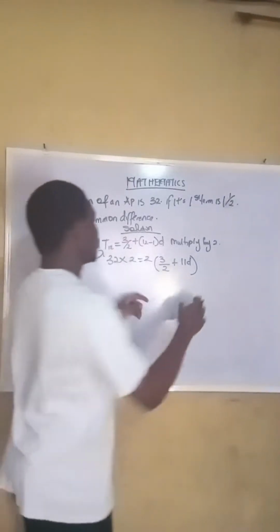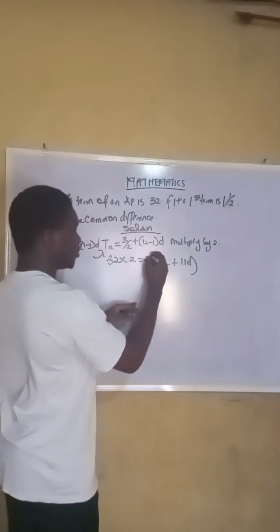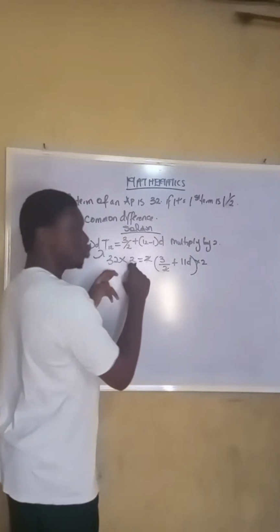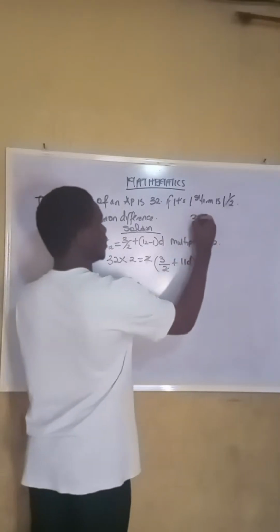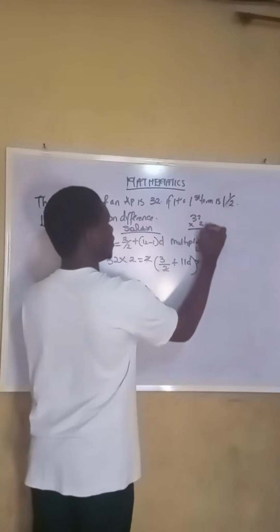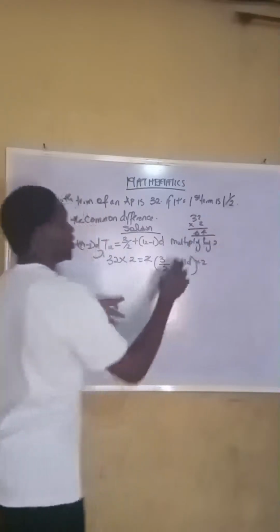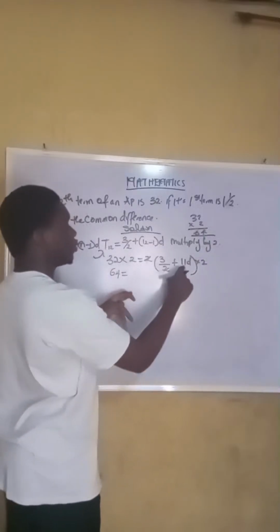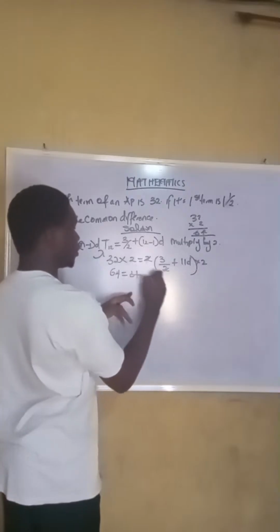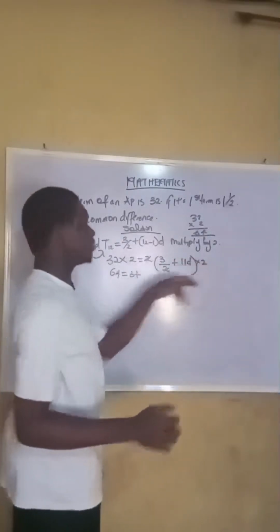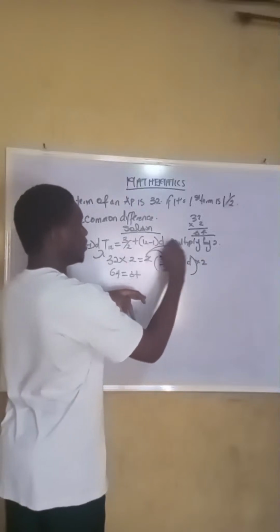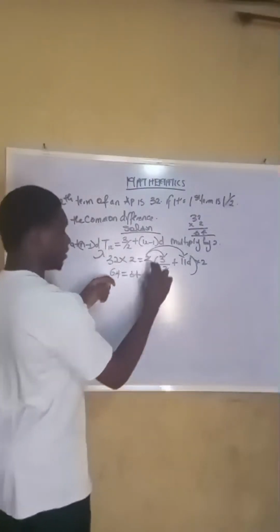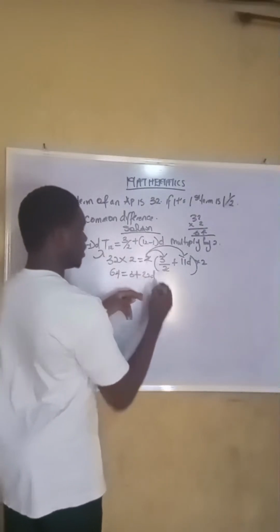So what you do next in this case is that these 2 can strike out, but this 2 will still multiply this. So we are going to have 32 times 2 is 64, right? 2 times 3 is 6. So we have 64 is equal to 3 plus 2 times 11D, because this 2 is going to multiply everything here. So we are going to have 3 plus 22D, right?